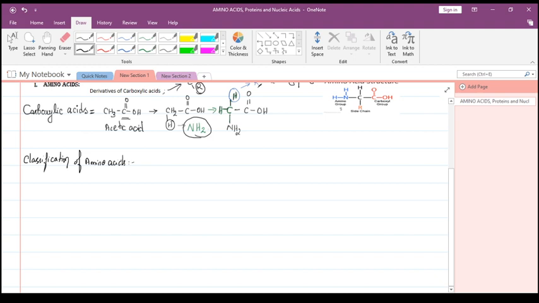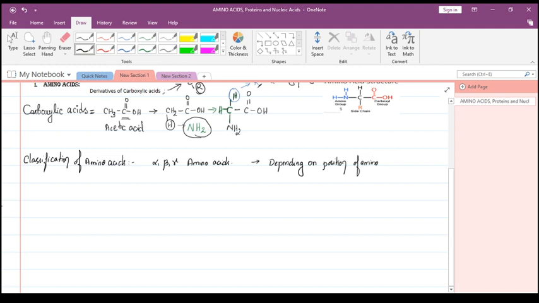Simply how they are derived, simply how they are divided: first one is alpha amino acid. They are classified first as alpha, beta and gamma amino acids. Now why is it called alpha, beta, gamma? Depending on the position of the amino group, they are divided into three types, that is alpha amino acid, beta amino acid and gamma amino acid.